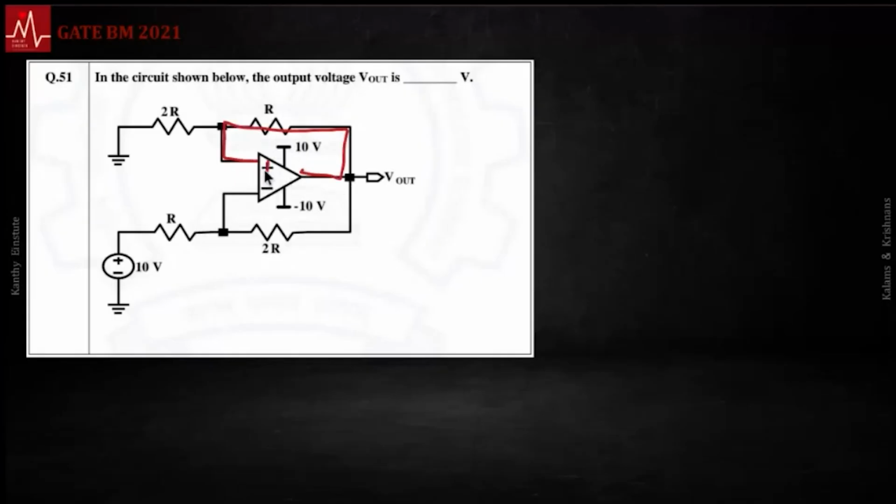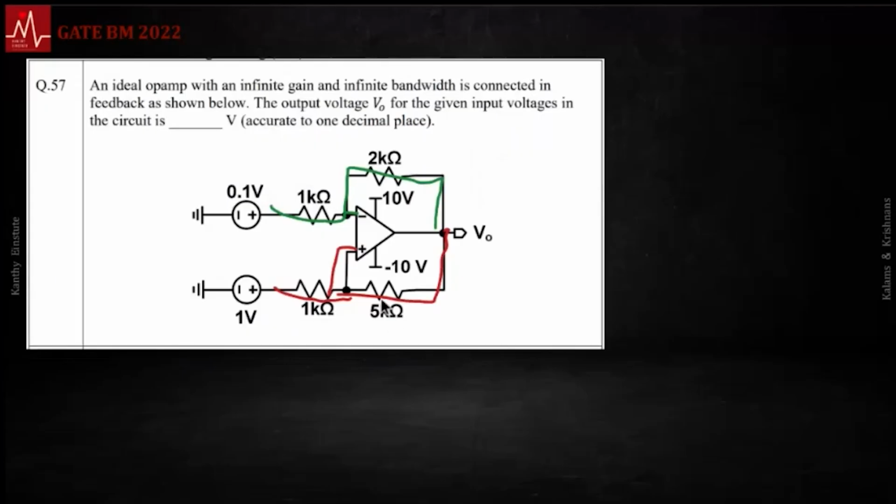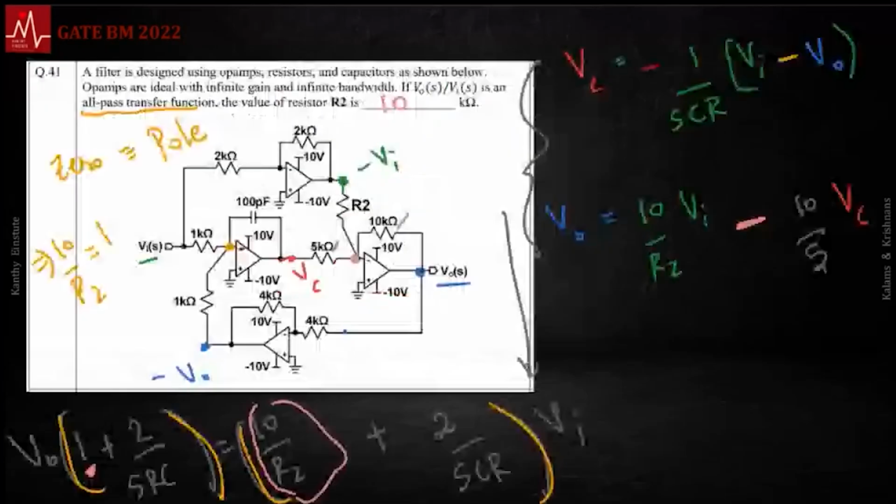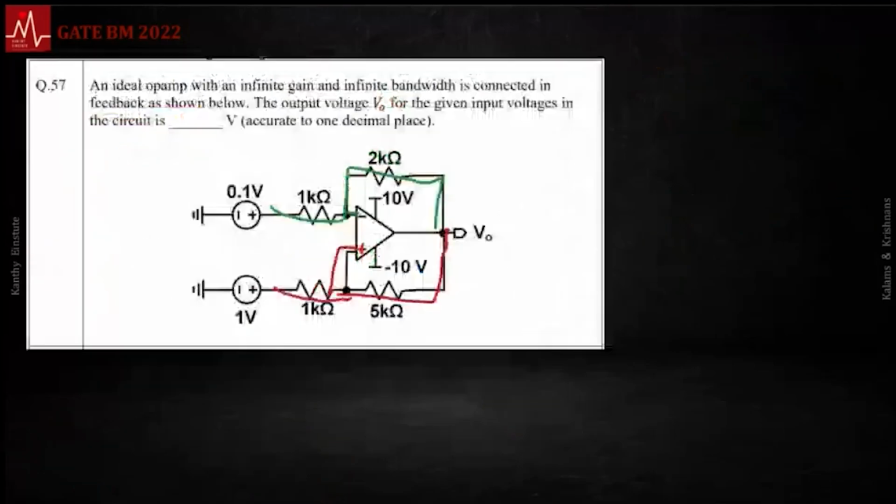The positive feedback loop. There is a positive feedback loop to the non-inverting terminal. Notice there are always feedback loops to the inverting terminal, the negative terminal. That's where the loops were going. Now things are slightly different. What do you do? Which one dominates?